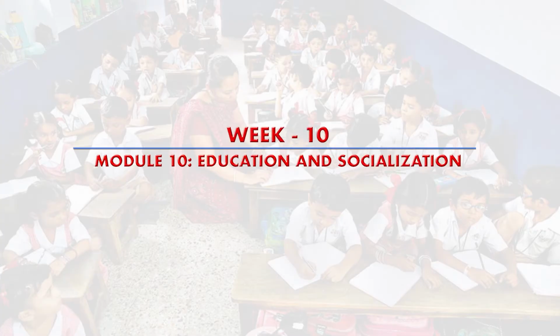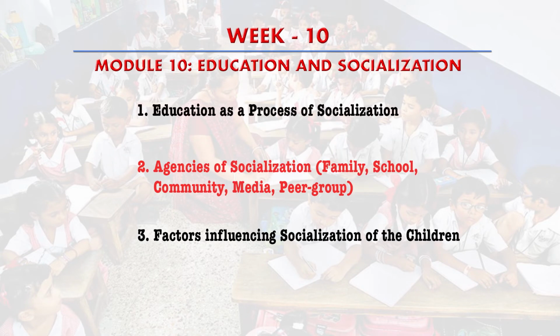Friends, you know that presently we are in the 10th module of your course. The title of this module is Education and Socialization. In this module, three important lessons are there. First is Education as a process of socialization. Second lesson is Agencies of Socialization, that is family, school, community, media and peer group. And third lesson is Factors influencing socialization of the children.